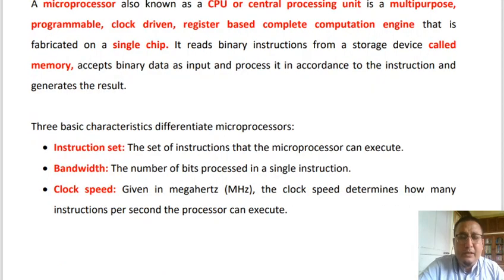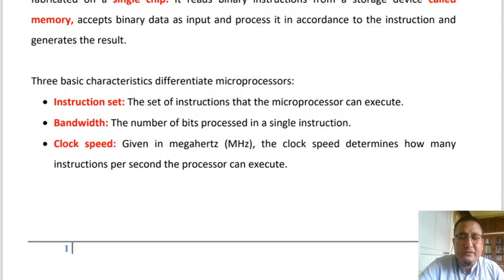Now, there are three important characteristics that differentiate one microprocessor from another. The characteristics are instruction set, bandwidth, and clock speed. Instruction set: with each and every microprocessor, there is a set of well-defined instructions which can be used in order to write a program for attaining a certain objective. Bandwidth refers to the number of bits processed in a single instruction. Likewise, clock speed is often expressed in hertz. Clock speed determines the number of instructions per second the microprocessor can execute.